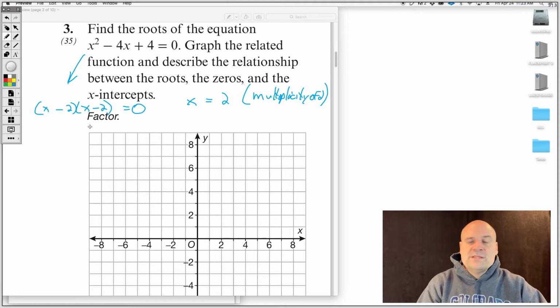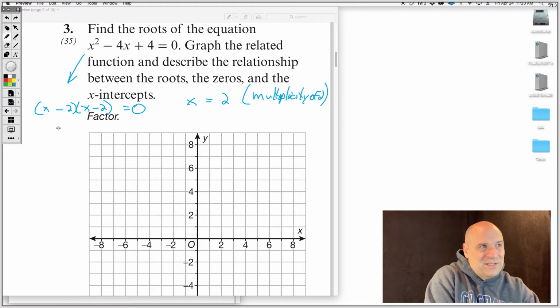Well, what's this graph gonna look like? Let's graph it. We could pick some values here, but really this looks like y equals x minus 2 squared. This is a horizontal shift. Remember the horizontal shift? It's the opposite of that, so this parabola gets shifted over here. So this guy looks like this.